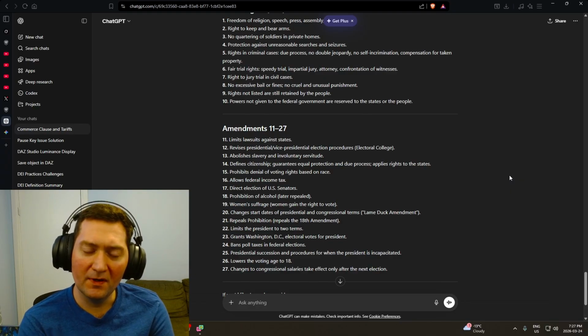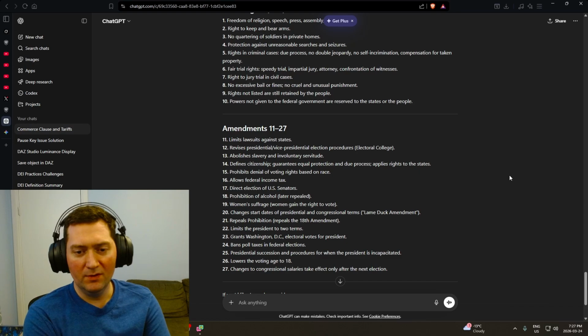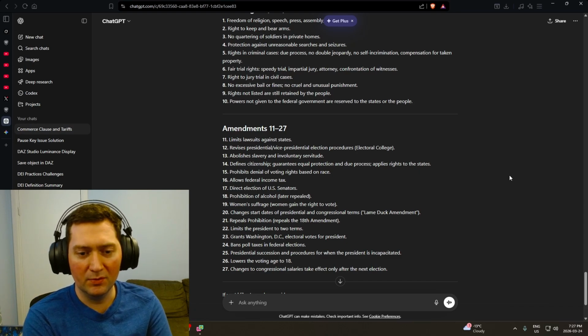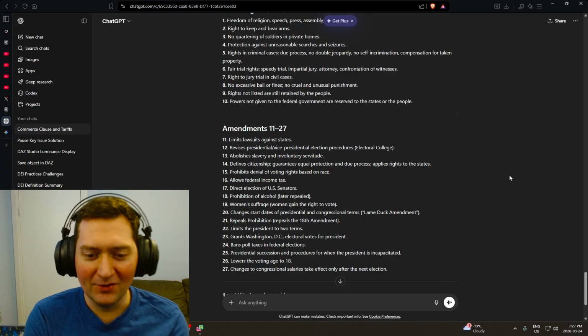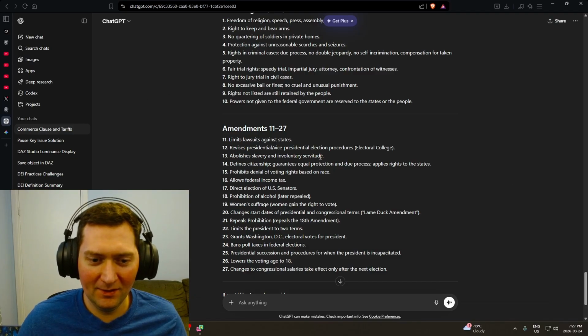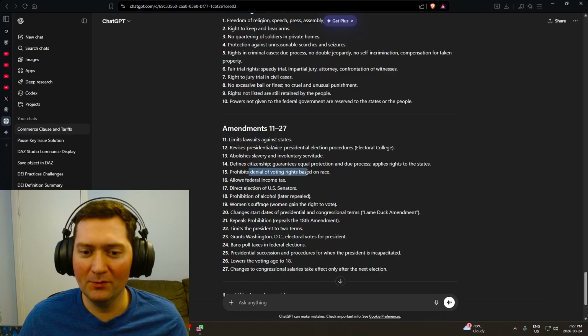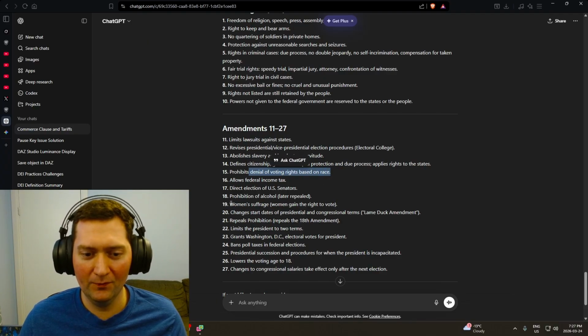16 allows federal income tax. 17 direct elections of U.S. senators. 18 prohibition of alcohol, later repealed. 19 women's suffrage, women gained the right to vote. So they prohibited denial of voting rights based on race before women gained the right to vote.